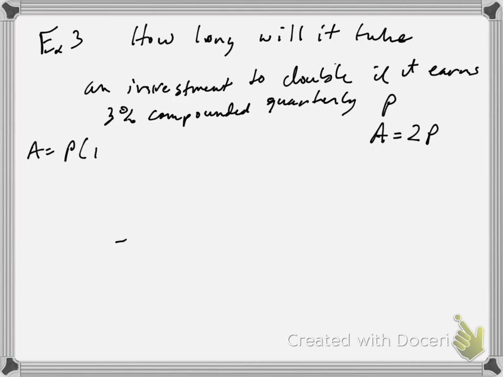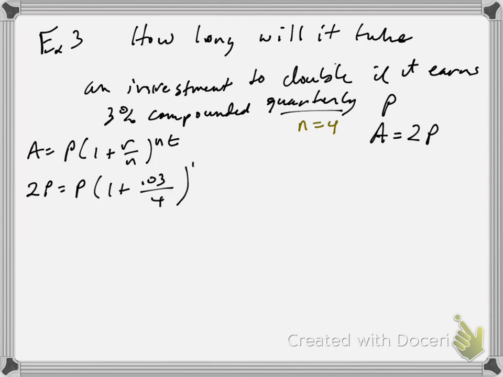So again, I'm using this formula, which you do not have to have memorized, but you do have to know what quarterly means. Quarterly is referring to n equals 4. You can't see that in this version. So that you need to know. I'm not giving you that. So if you plug all these things in, you would have 2p is equal to p times 1 plus 0.03 divided by 4, raised to the 4t power. Because we're trying to find t. How long is t?